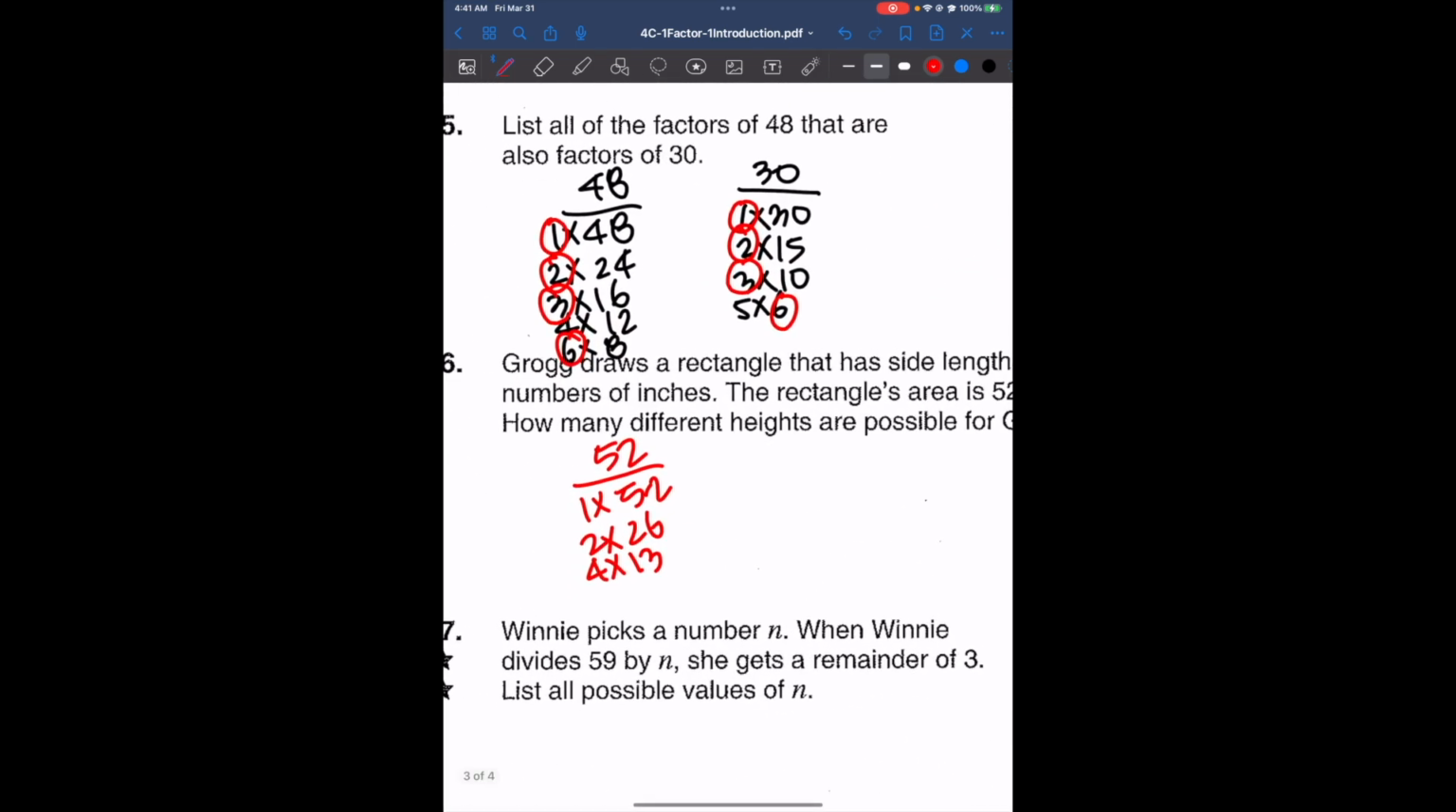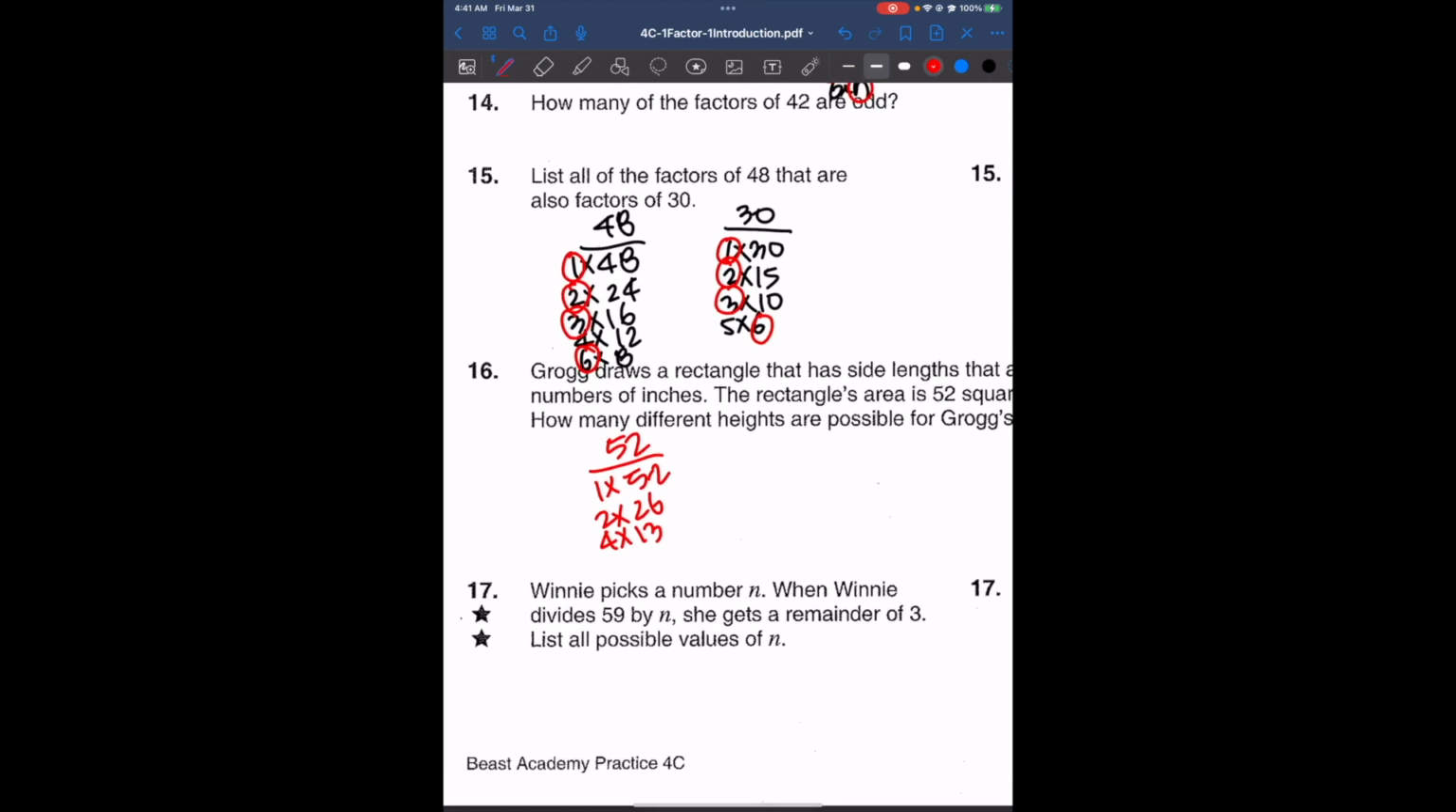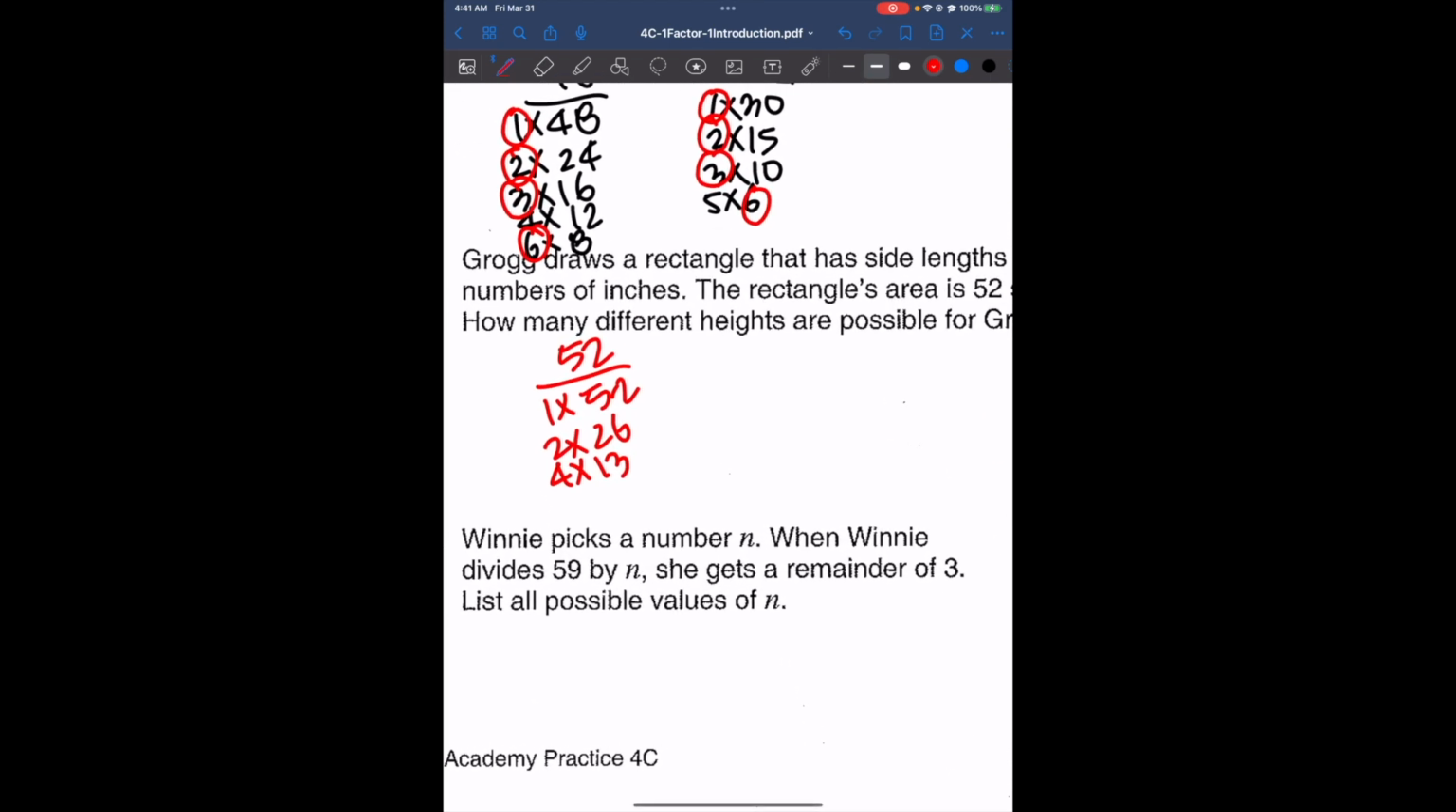For problem 17, Winnie picks a number n. When Winnie divides 59 by n, she gets a remainder of 3. List all possible values of n. And so it says, when Winnie divides 59 by n, she gets a remainder of 3.